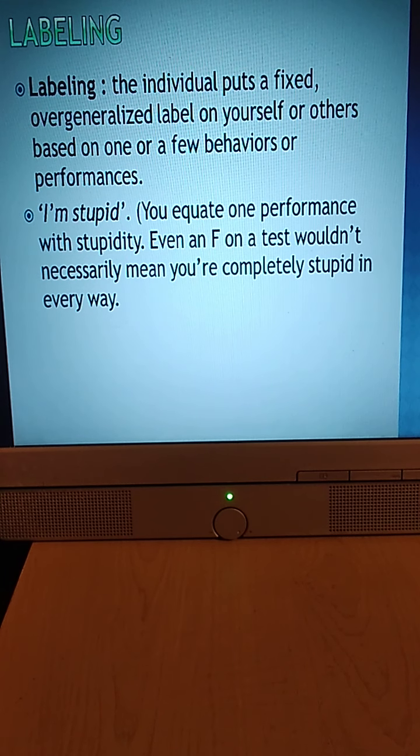Labeling. The individual puts a fixed, overgeneralized label on himself or herself or other people based on one or a few behaviors or performances. Example, I'm stupid. This is when the person equates one performance with stupidity. Even if an F is received on a test, that doesn't make a person necessarily stupid. As a matter of fact, even people who have developmental intellectual disabilities are not stupid individuals. These individuals are just slow. So basically, this whole idea of stupidity is not a good concept, and I believe that it's illogical thinking.